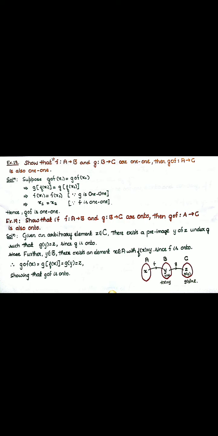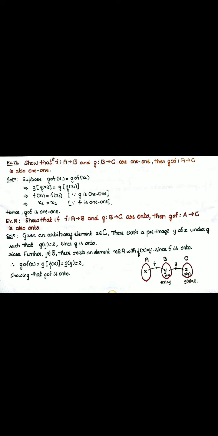Consider g composition f of x1 is equal to g composition f of x2. This can be written as g of f of x1 is equal to g of f of x2, which implies f of x1 is equal to f of x2. This is possible only when g is a 1 to 1 function. If g is a 1 to 1 function, then only we can write g of f of x1 is equal to g of f of x2 implies f of x1 is equal to f of x2.